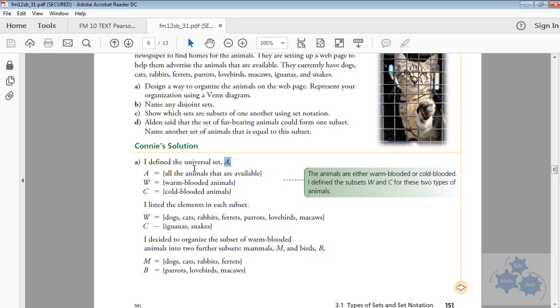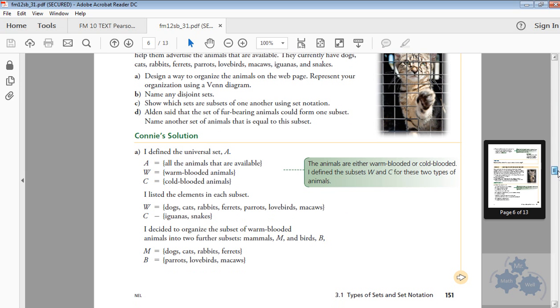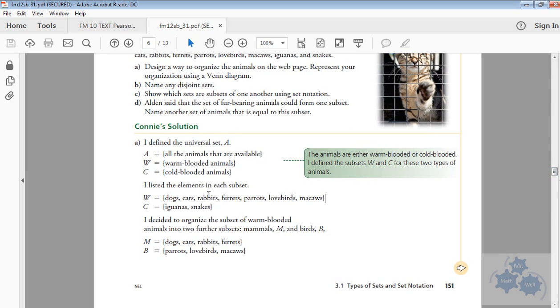the animals that we have, and inside that universal set we have warm-blooded animals and cold-blooded animals. So there's two types of animals there. The warm-blooded animals include dogs, cats, rabbits, ferrets, parrots, lovebirds, macaws. The cold-blooded are iguanas and snakes. I don't know if you noticed, but you can also separate this set into two sets, and that's what they did: mammals and birds.